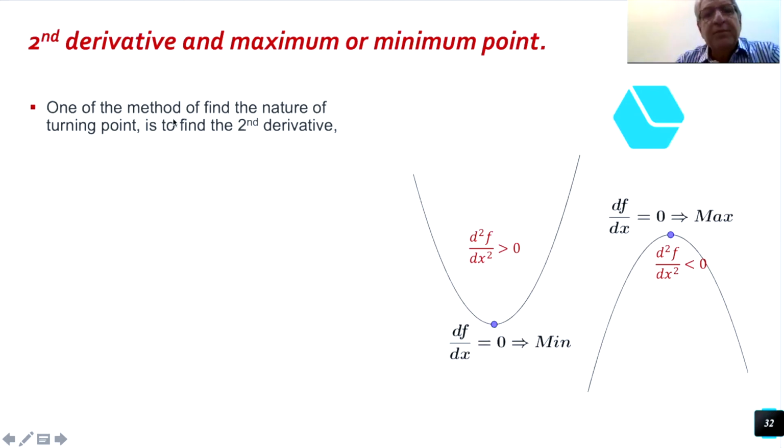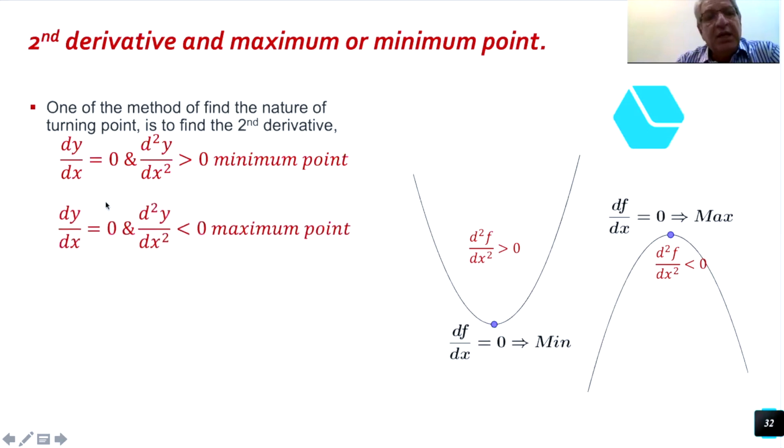Therefore, one of the methods of finding the nature of the turning point is to find the second derivative. Therefore, dy/dx equals 0. If the second derivative is more than 0, it is a minimum point. If the second derivative is less than 0, it is a maximum point. Now, we are not discussing when the second derivative is equal to 0.